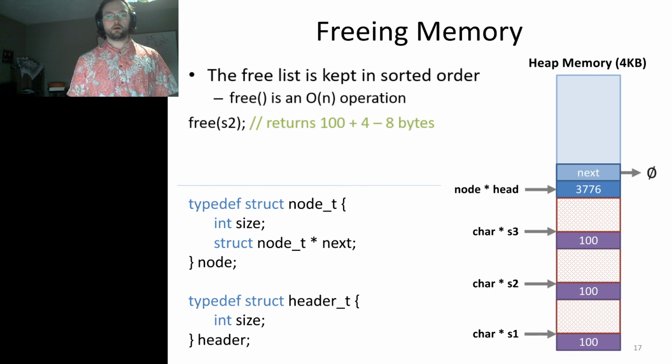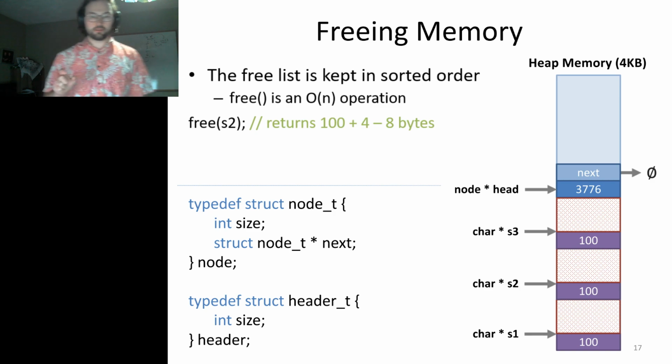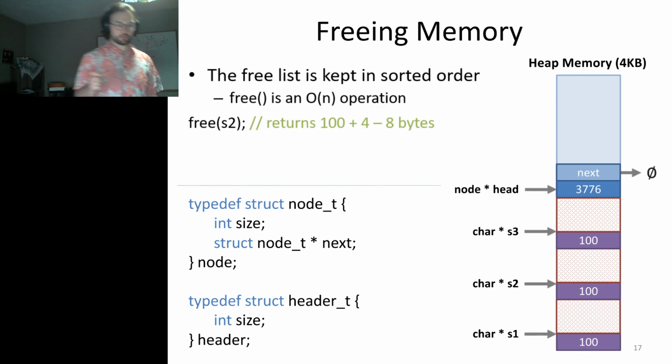Oh wow, it looks like the sizes on the free list are claiming to be the entire size of the cell structure. I don't know if that's reasonable, but that may be what's going on here. In any case, we're going to go ahead and free S2.